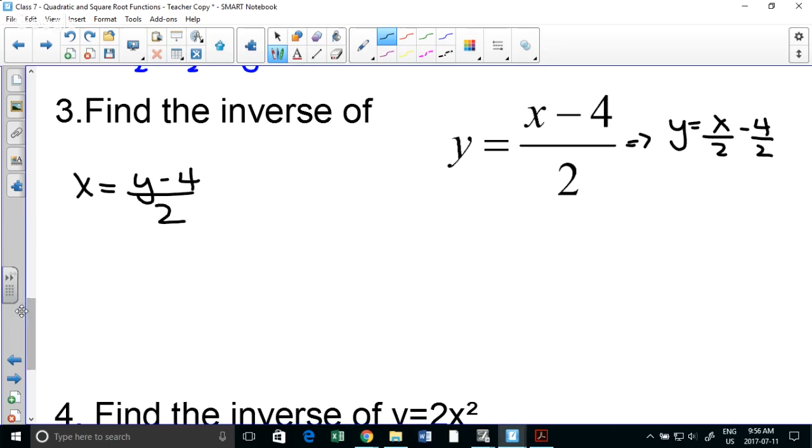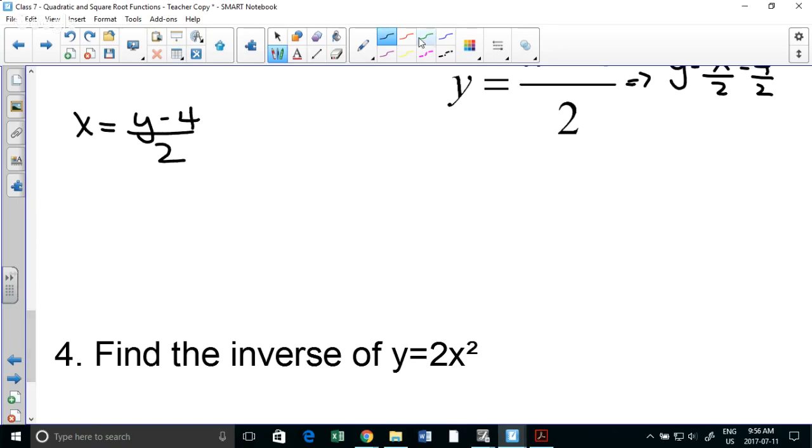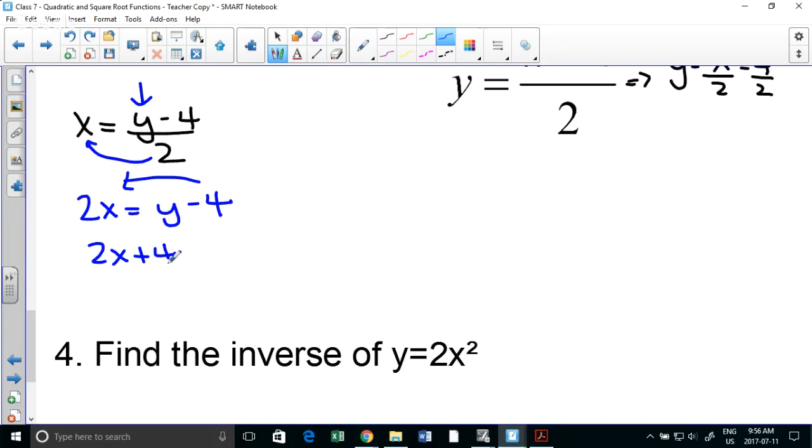Okay. Alrighty. So now we're working on isolating the y. So I'm going to put this 2 up. It multiplies. And then I'm going to move this 4 over. So this and this are inverses.